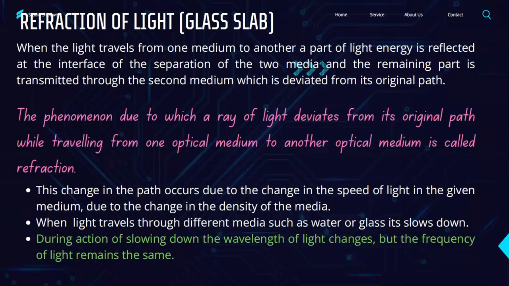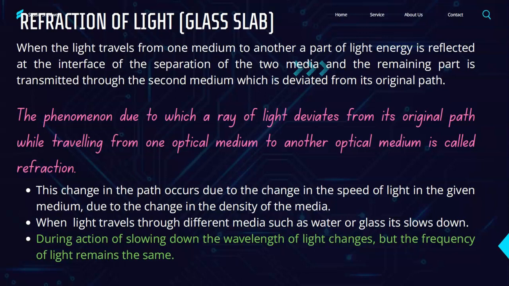This change in the path of light occurs due to the change in the speed of light in the given medium. This bending is occurring because the speed of light is changing. And why is the speed of light changing? Because there is a change in the density of the medium. Whenever light travels from air into any other transparent medium like water or glass, it will always slow down.